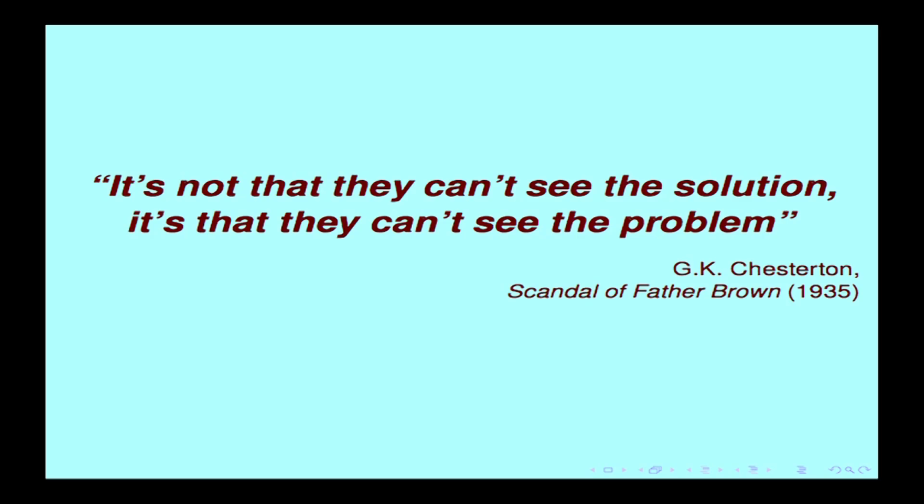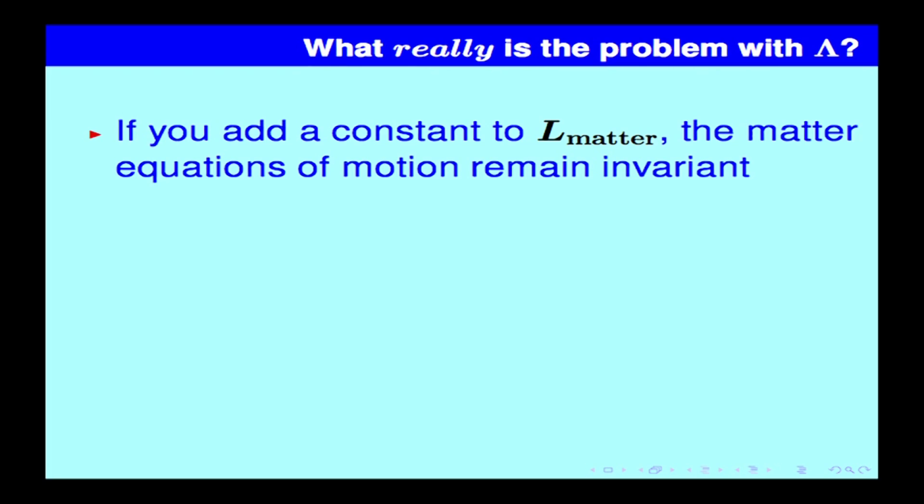So, we have a whole lot of solutions to the cosmological constant problem. My personal take is essentially what Chesterton has said in a different context. So, what really is the problem with lambda? I introduced lambda in a particular way yesterday in order to motivate this. If you add a constant to the standard model Lagrangian or any matter Lagrangian you have, it keeps the equations of motion of matter invariant.